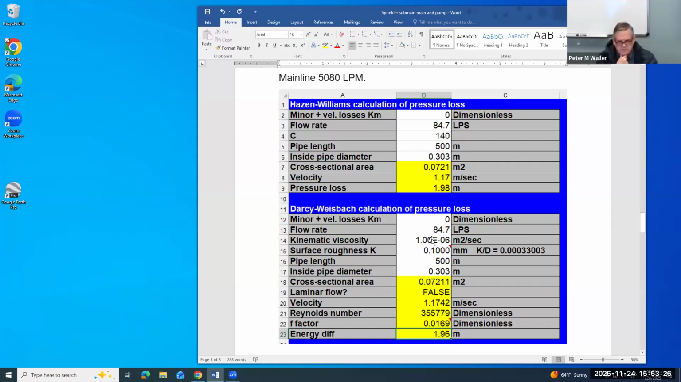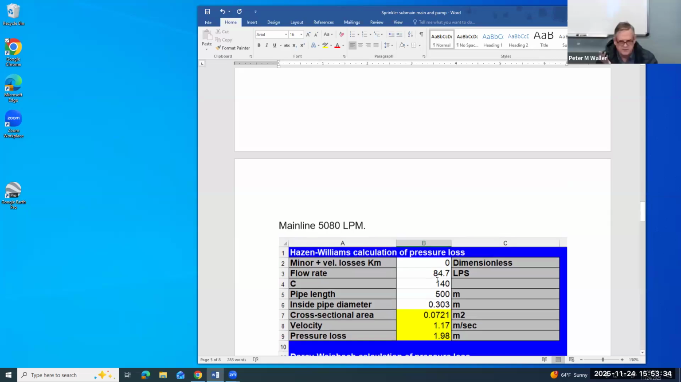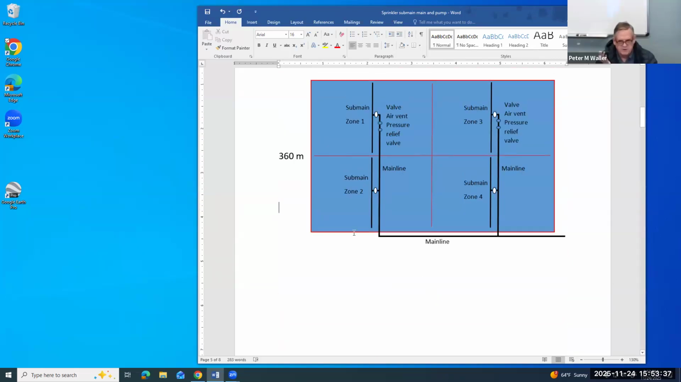And everything else is pretty standard, like the C value, that's the roughness. I estimated my pipe was 500 meters long. I don't know if it really is. It depends on where you put the reservoir. So you always go from the worst case, which is this last submain in zone 1, all the way back to the beginning. And then you also, of course, have this as a cost too, this pipe, but it doesn't figure into your worst case. The thing about irrigation design is you're always designing for the worst case distance, worst case weather, and so on.